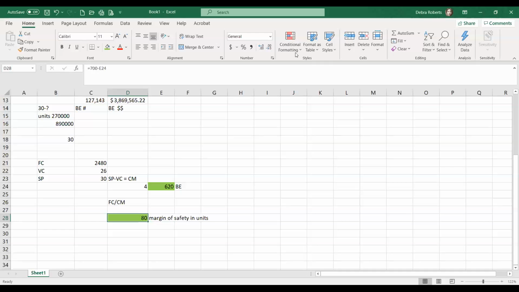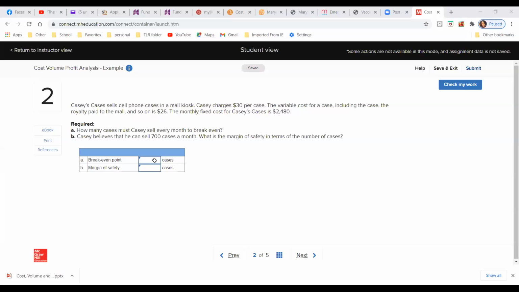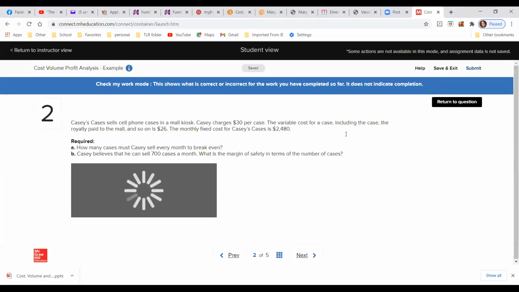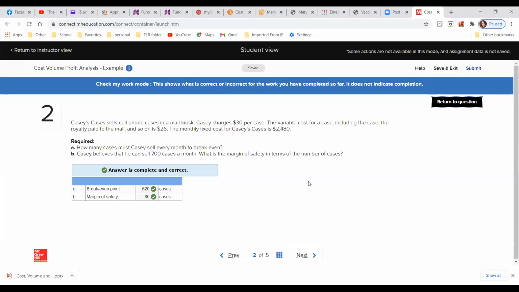Now let's stop this and go to the actual assignment and see if my answer is right. So I came up with a 620, let me put it in the right space. In my margin of safety, I came up with 80. Good. Now let's talk about what we did here.